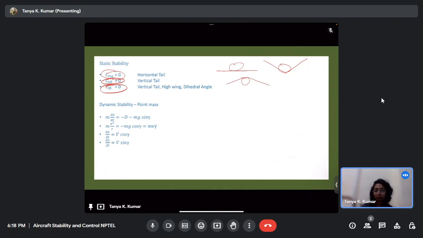We looked at the equations of dynamic stability. These were the equations that pertain to the dynamic stability of a point mass in two dimensions. We have four equations of motion: one that tells you how V dot changes, another that tells you how gamma dot changes, and then the translation cases, X dot and Y dot. So this is for a point mass case.